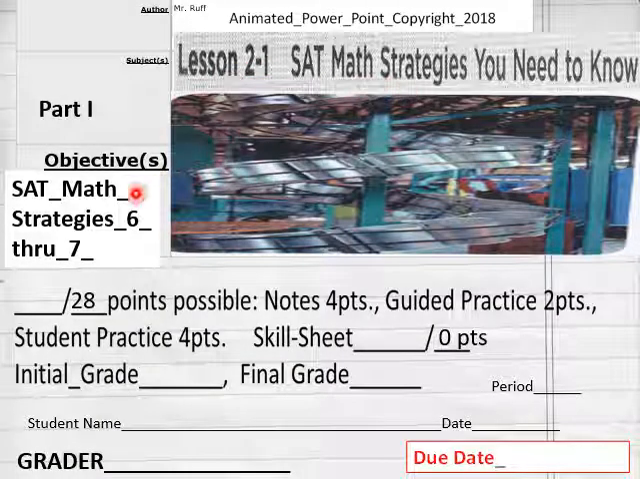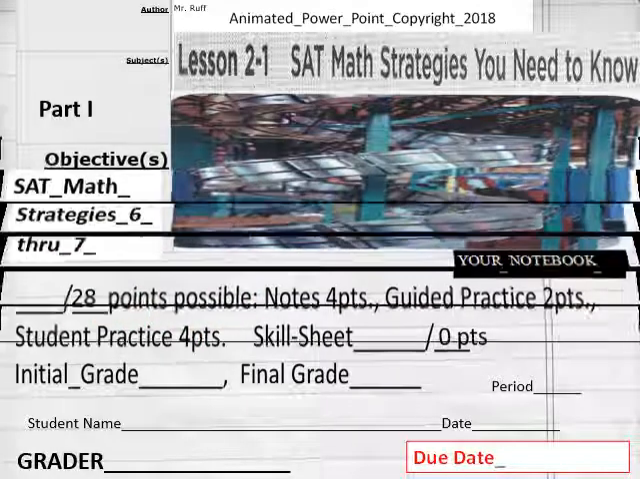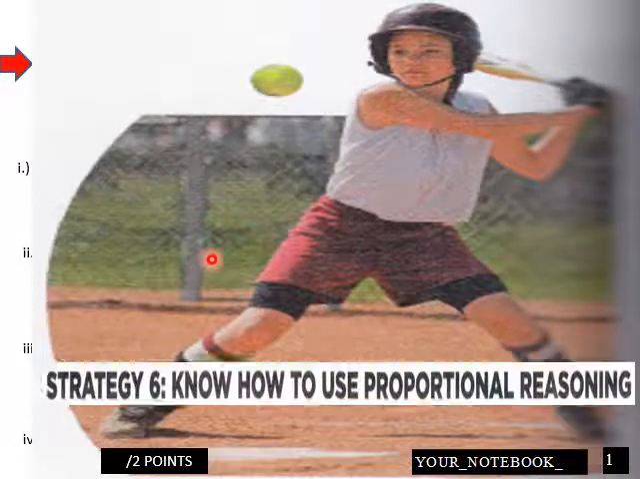2.1 Math Strategies 6 through 7. You have 28 points here on your note-taking sheet. You should take notes. You should look at this video more than once to catch it all. I move rapidly through these videos.